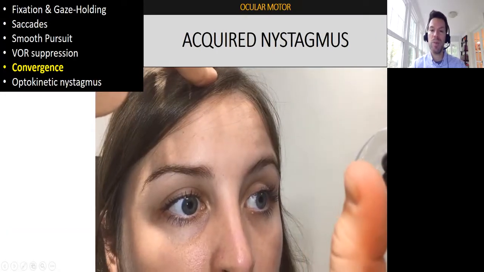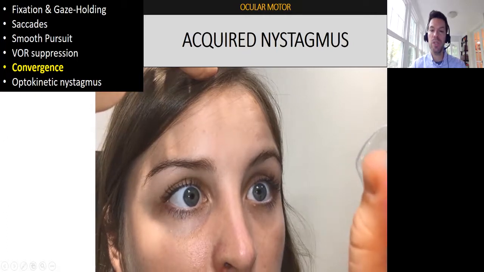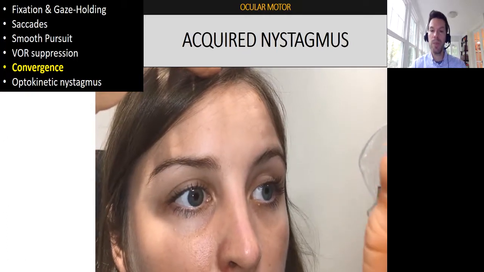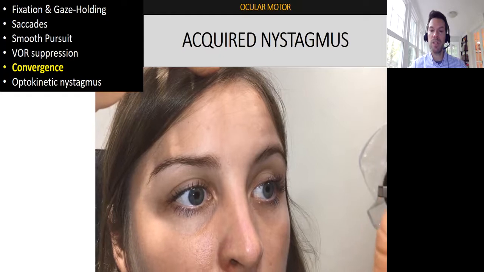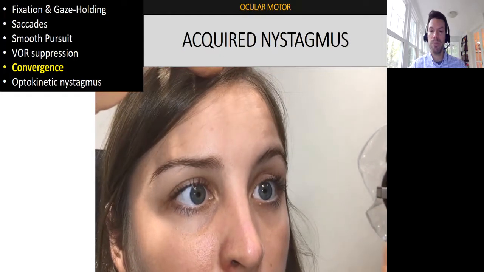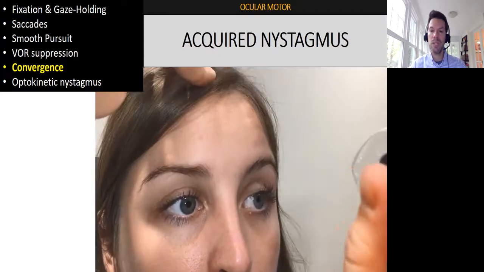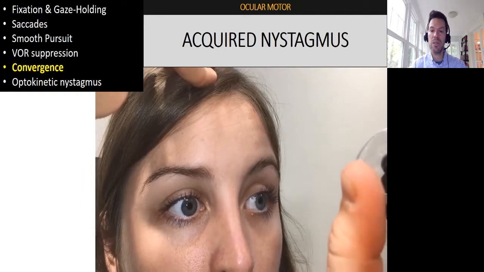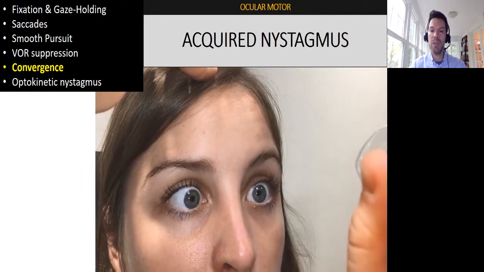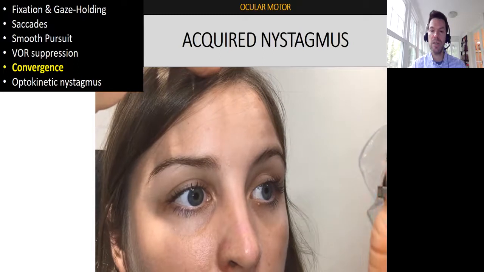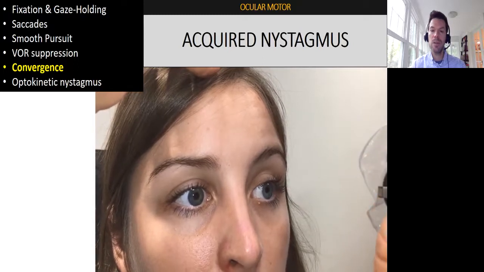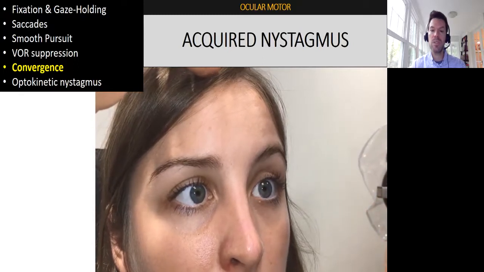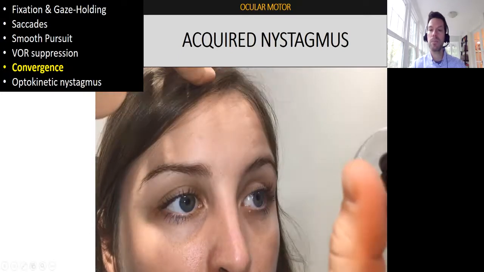This is an example of convergence provoking vertical nystagmus, in her case, upbeat nystagmus. So she's looking at a distant target. Now she's looking at her thumb. You see the upbeat come out with convergence. She's looking at a distant target, it goes away. Now she's looking at her thumb. You see this upbeat nystagmus.